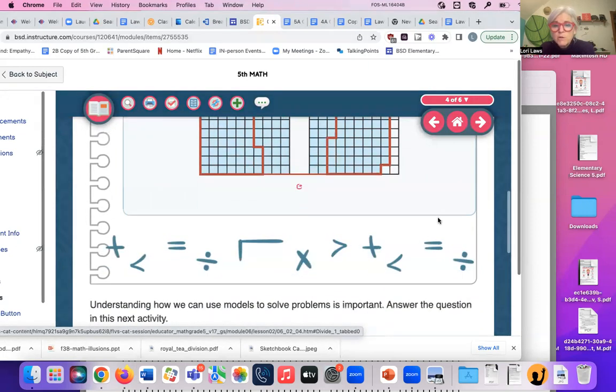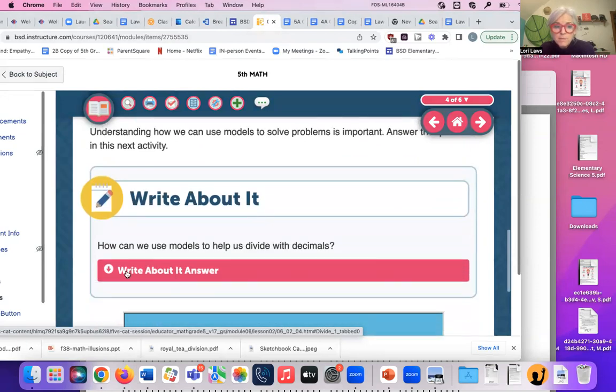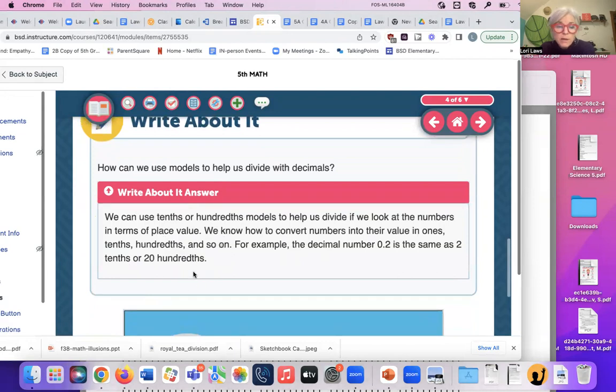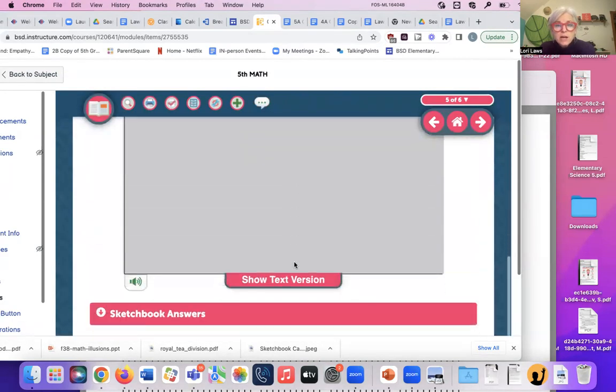But this is what they want you being able to picture. Okay. How can we use models to help us divide decimals? If they ask you this here and they give you an answer, they will ask you this on the homework and you can look back here to read about it. Page 5, what did I learn? Has a little self-check review.